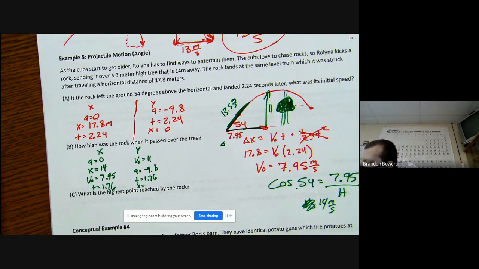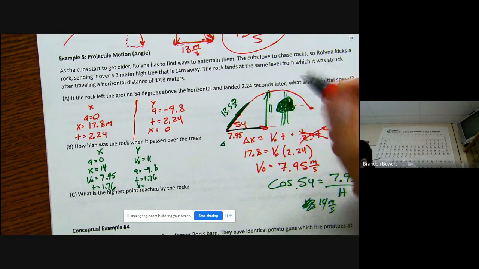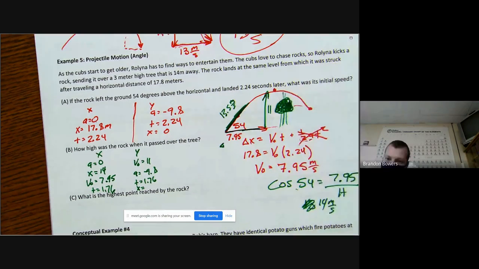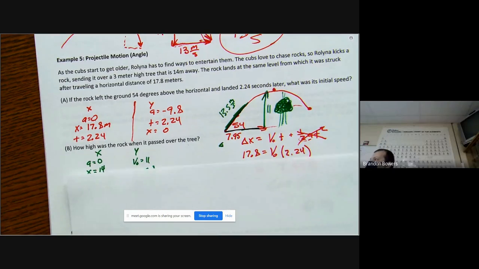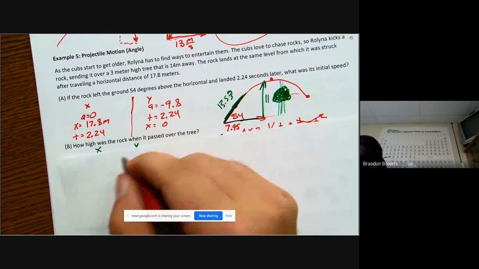All right. What is the highest point reached by the rock? So I'm trying to find its very highest peak. All right. The very, very highest peak. So got to look at the data I know. So all I'm worried about is the y direction. Okay. So let's look at my y information.